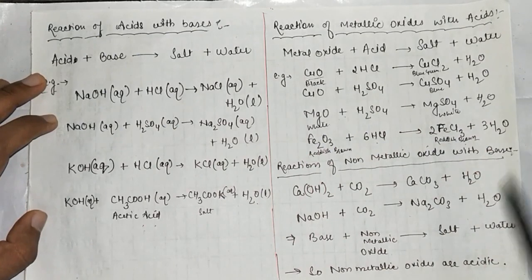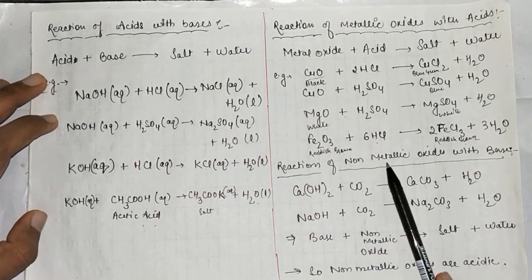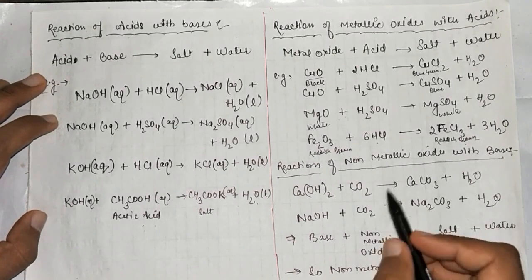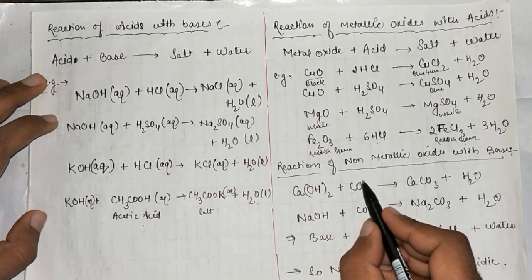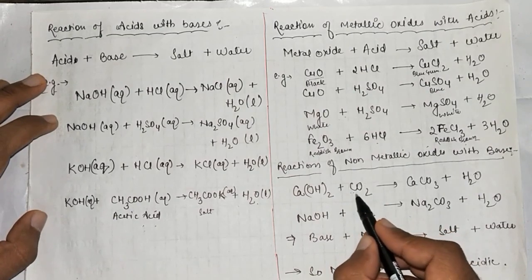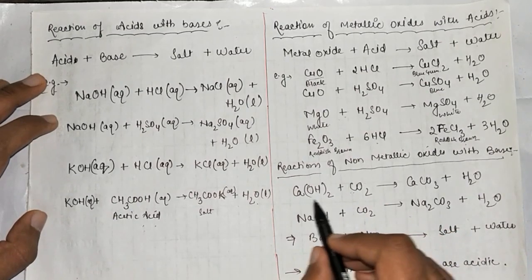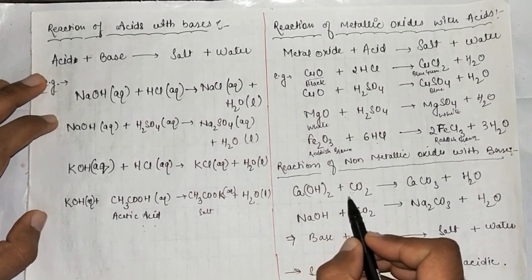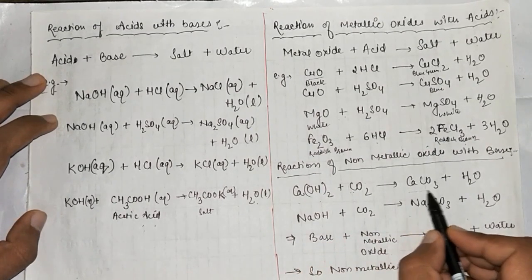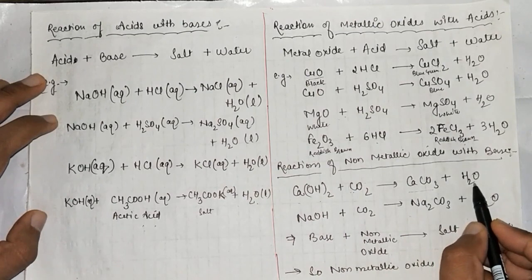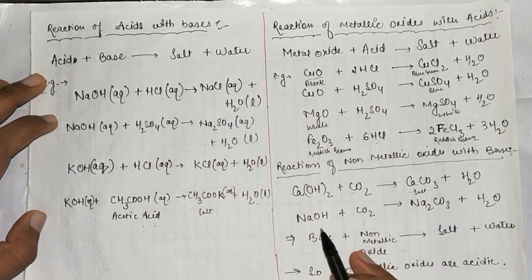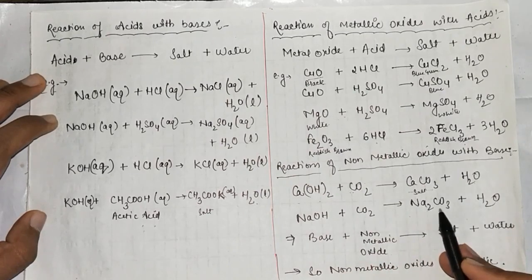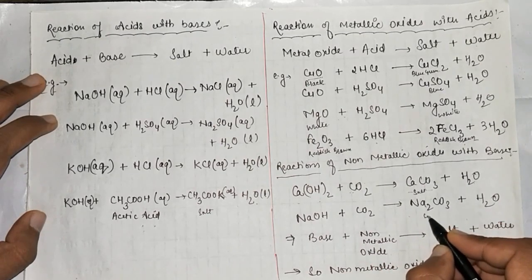Then we will go through reactions of non-metallic oxides with base. We have already done this. Carbon is a non-metal and this is oxygen, so CO2 is a non-metallic oxide. Whenever it reacts with a base, calcium hydroxide is a base, it forms CaCO3, calcium carbonate, plus H2O. This is a salt. Again we can take another example, NaOH plus CO2 forms Na2CO3 plus H2O. This is also a salt.